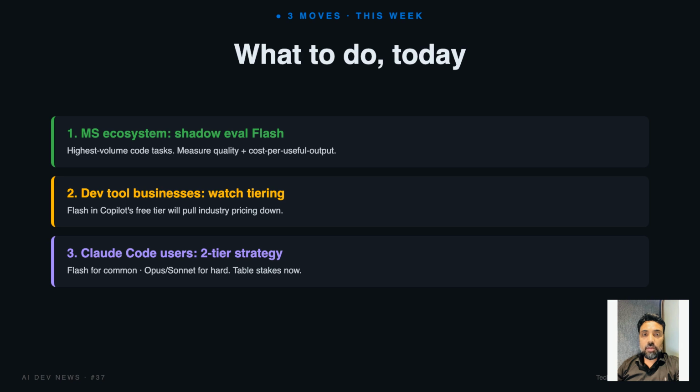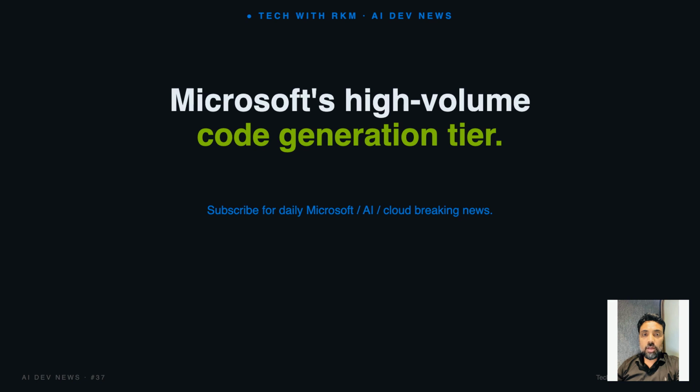Quick recap. Microsoft shipped MAI-Code-1-Flash through Foundry. First dedicated MAI code generation model, low cost, optimized for the common 70% of code generation requests, integrated across Visual Studio, Copilot, and Foundry. Not a frontier model, the high volume cheap tier for Microsoft's ecosystem. Watch for tier convergence with Copilot. If you build in the Microsoft ecosystem or sell developer tools, this is the model update you should evaluate this week.